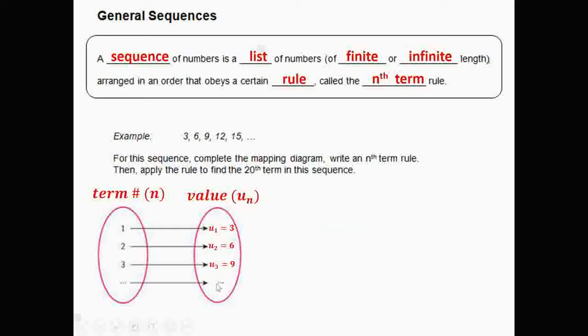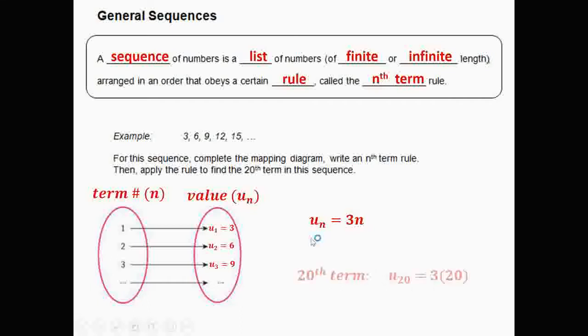So our rule is very simple in this case. u sub n equals 3n. We take every term number and multiply by 3 to get what that term is. 1 times 3 is 3. 2 times 3 is 6. 3 times 3 is 9. So we take the term number, multiply by 3. Term number n multiplied by 3 gives us our number in the sequence.